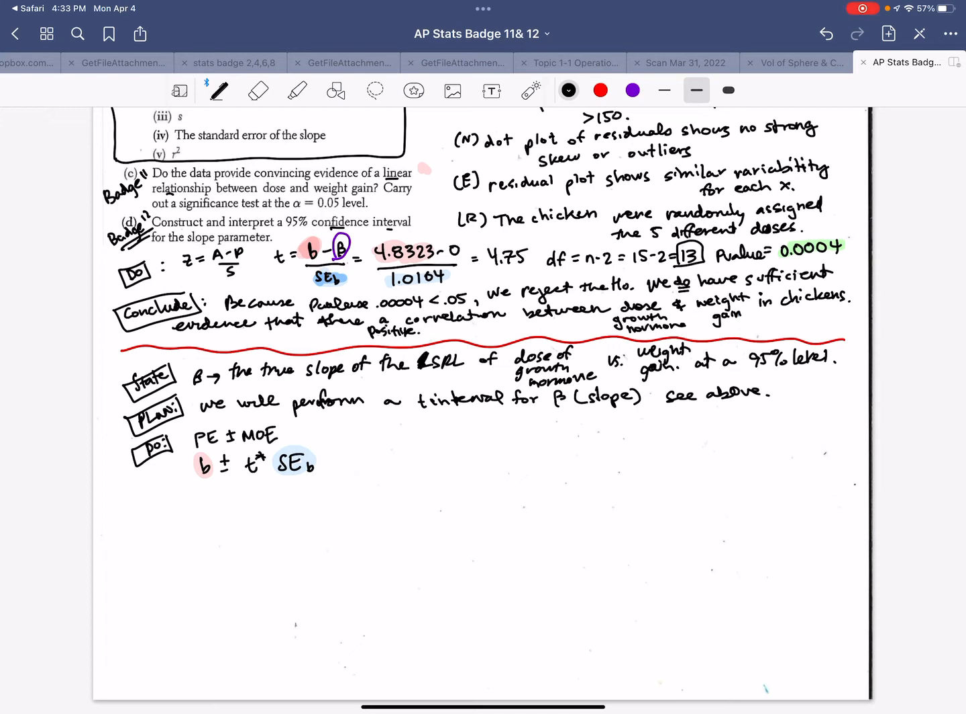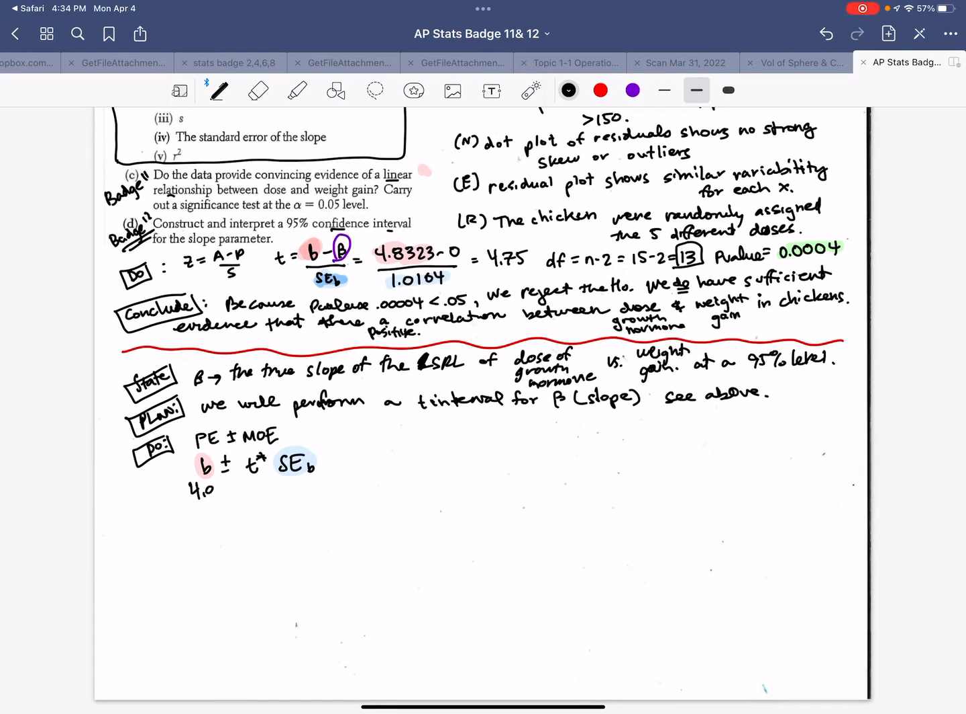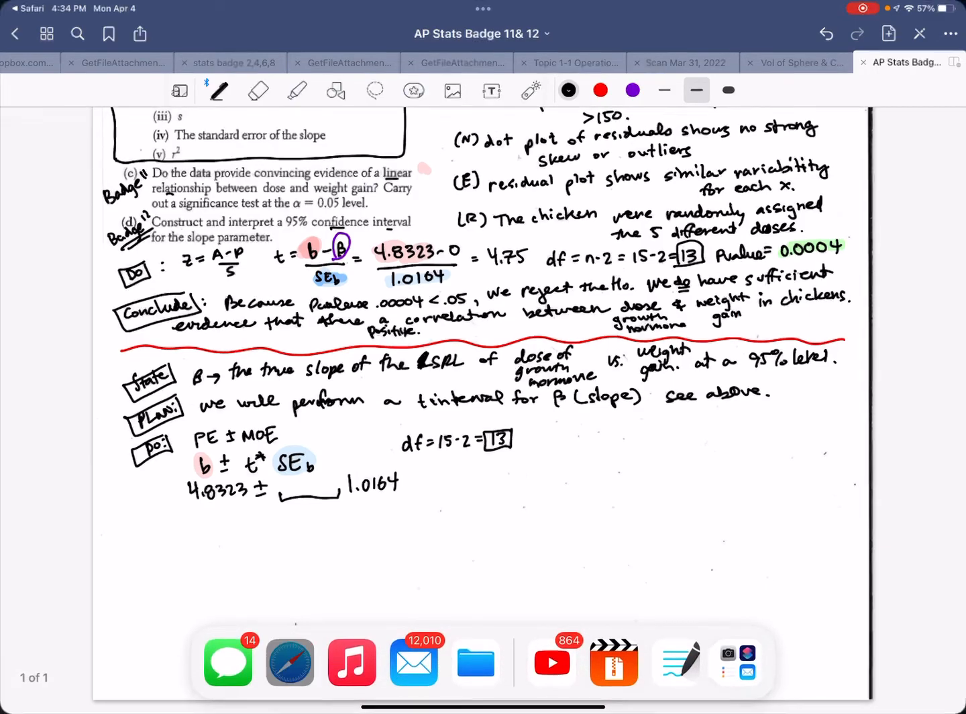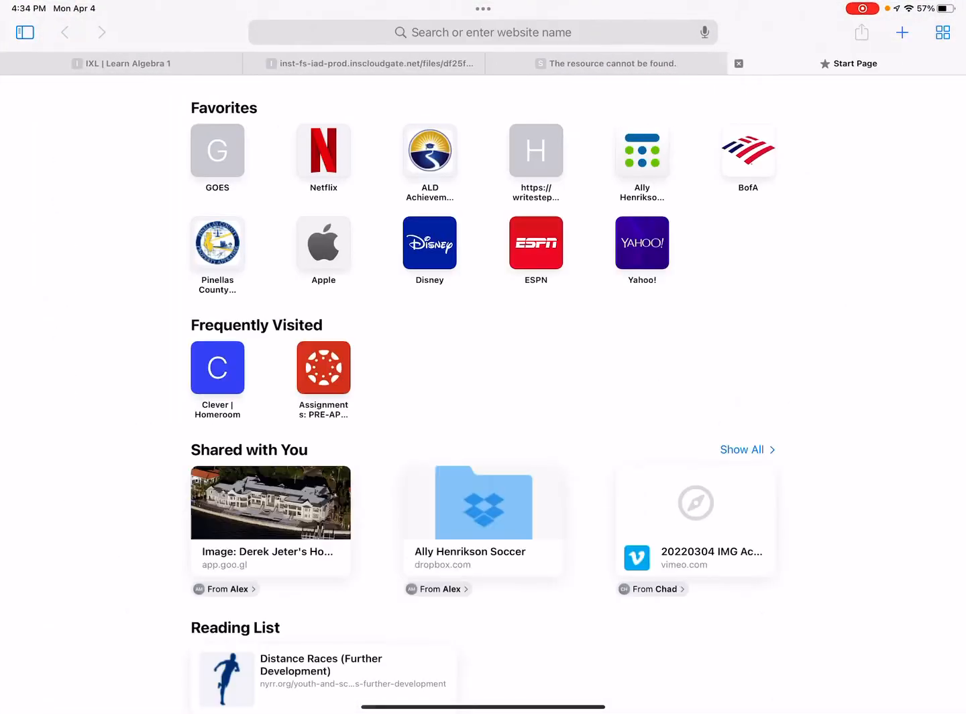So we get b is 4.8323 plus or minus t star. We have to get from this table. s sub b, 1.0164. So we go to our table and we get, I don't have this number, but again, my degrees of freedom was 15 minus 2 because I had 15 chickens. That's 13. All right, so let's do this.